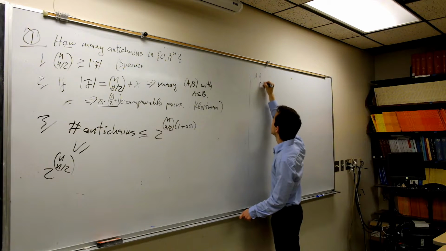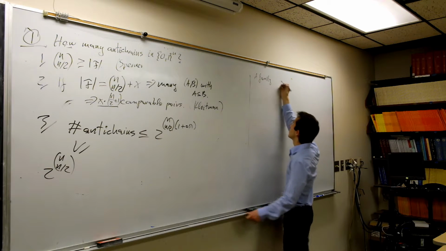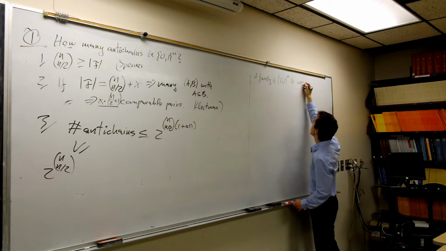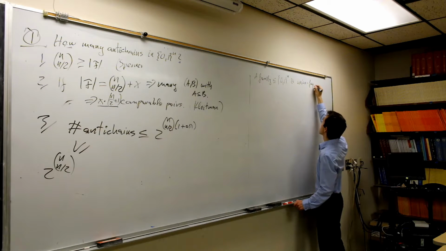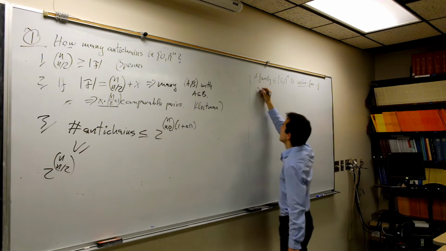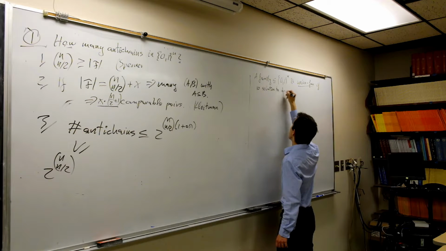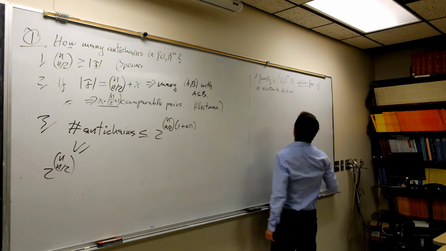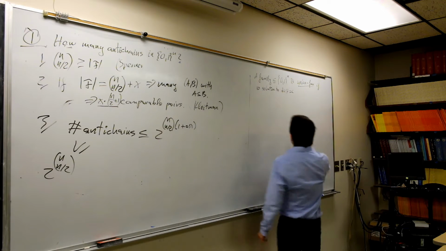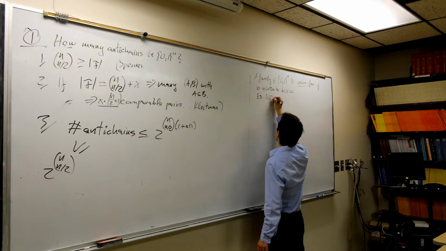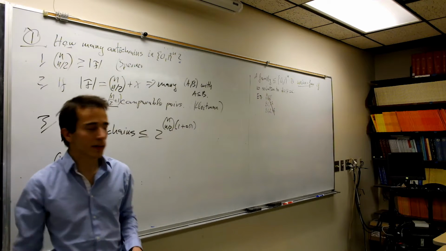So a family in the Boolean lattice is called union free if it doesn't contain a solution to A union B equals C, where A, B, C are distinct sets. So for example, you cannot have {1,2}, {1,3}, and {1,2,3}. This is not allowed, to have all these 3 sets in your family.